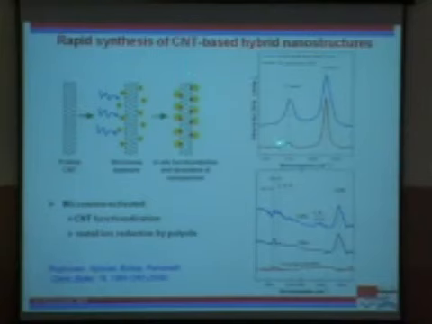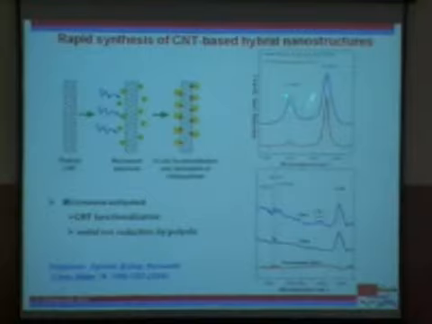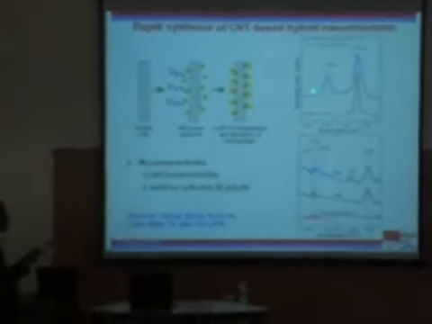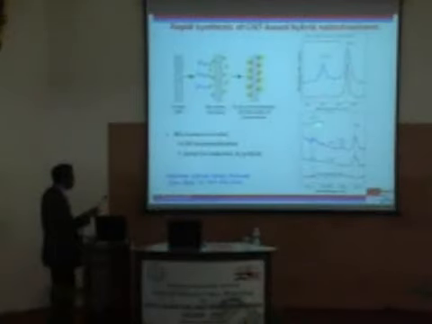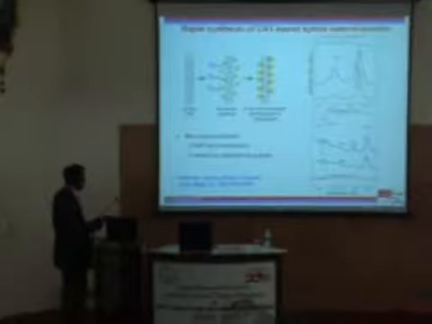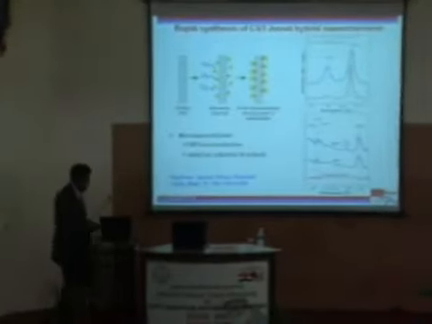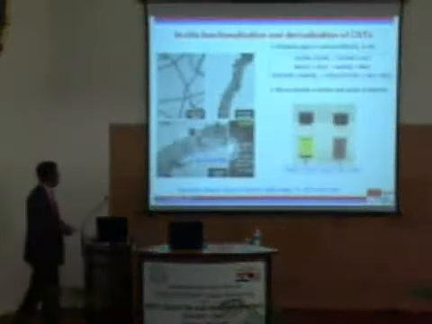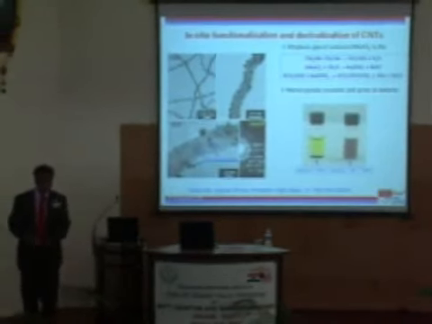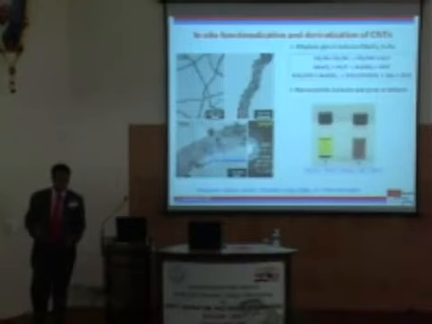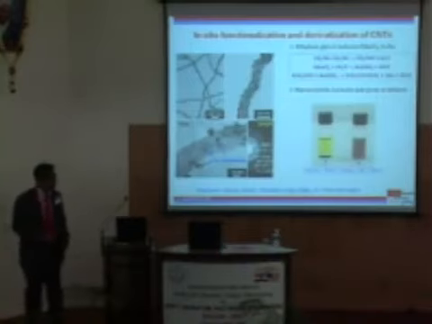You can see over here, you're creating defects. The D band goes up, so defects are created. And in addition, you're seeing that the C-C, the allyl bonds and carboxyl bonds are evolving as you increase the microwave exposure. The beauty is that all this happens in a minute or 2. You just take nanotubes, put in the metal salt solution, put it in a simple microwave, turn it on. This is what happens.